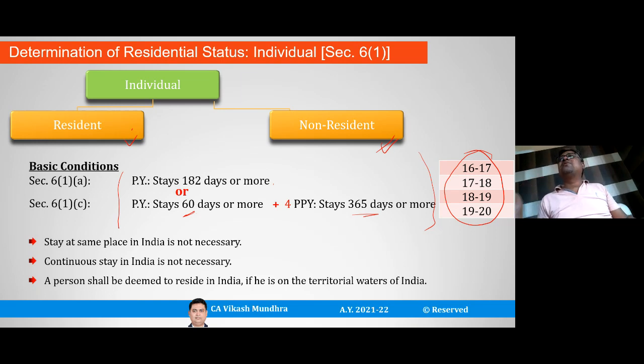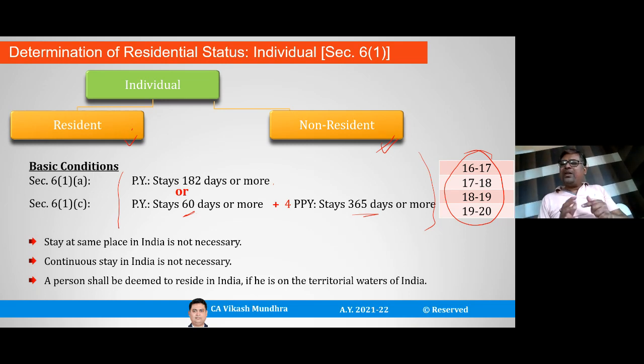Stay at the same place in India is not necessary. Suppose he resides in India for 200 days, but for 60 days he was in Delhi, for the next 60 days he was in Kolkata, and for the remaining tenure he was in Mumbai. You cannot say that since his stay was not at a single place, we cannot consider him as a resident in India. That is not the criteria. His stay might be at the same place or different places in India, but you are required to consider India as a whole. If his stay in India during that particular previous year is for these days, then he shall be termed as a resident in India. Continuous stay in India is not required.